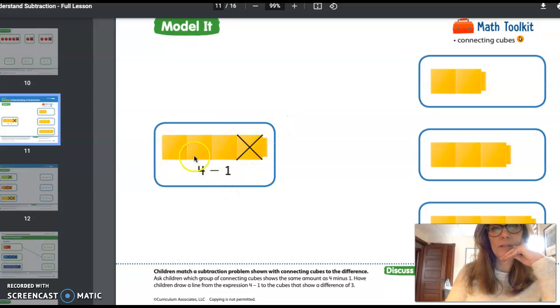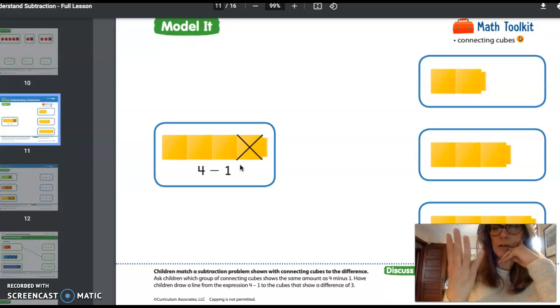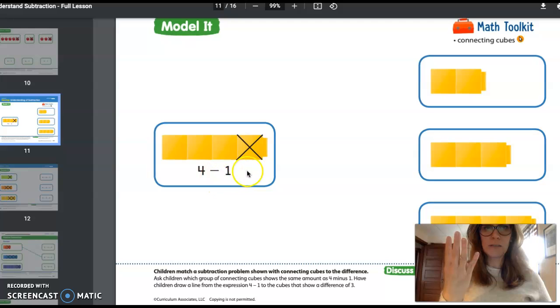So let's see. 1, 2, 3, 4. And then I take away 1. I can even do it on my fingers. 1, 2, 3, 4. And then minus 1. I take 1 away. So let's take one of our fingers away. What is the difference? How many are left? 1, 2, 3. So there should be 3 left over after I take 1 away from 4.